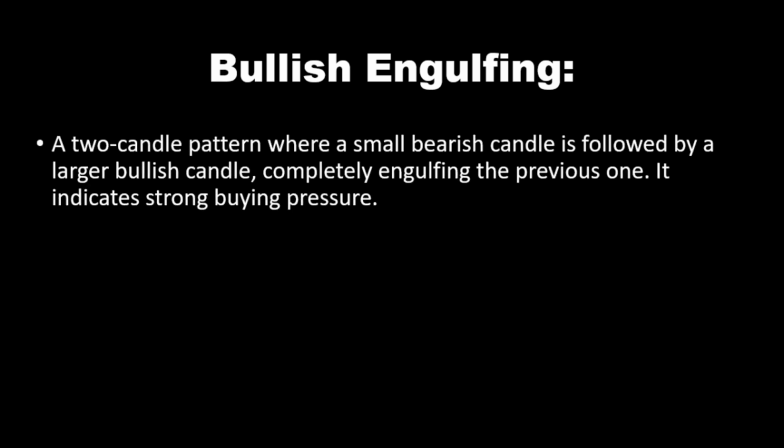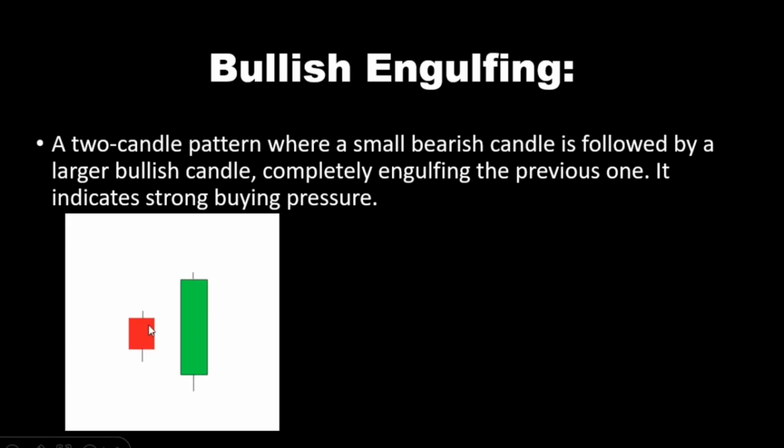Bullish engulfing pattern. Hammer and inverted hammer are single candlestick pattern formations, but this is a double candlestick formation. That is the bullish engulfing pattern. A two candle pattern where a small bearish candle is followed by a large bullish candle, completely engulfing the previous one. It indicates strong buying pressure. This is exactly what we are talking about here. This is a bearish candle, but the bullish now engulfs everything about this.